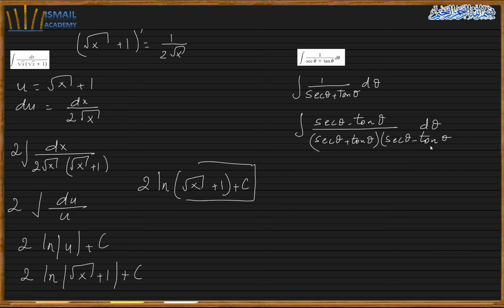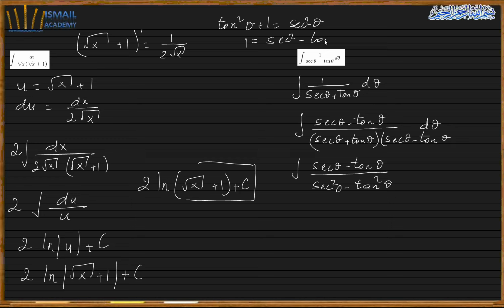So here we have secant square minus tangent square, so this will be secant theta minus tangent theta over secant square theta minus tangent square theta. We know that tangent square theta plus 1 equals secant square theta, which means if I subtract tangent square, 1 will be equal to secant square minus tangent square. That means the denominator is just 1, I don't need it here. So I will end up having the integral of secant theta minus tangent theta d theta.